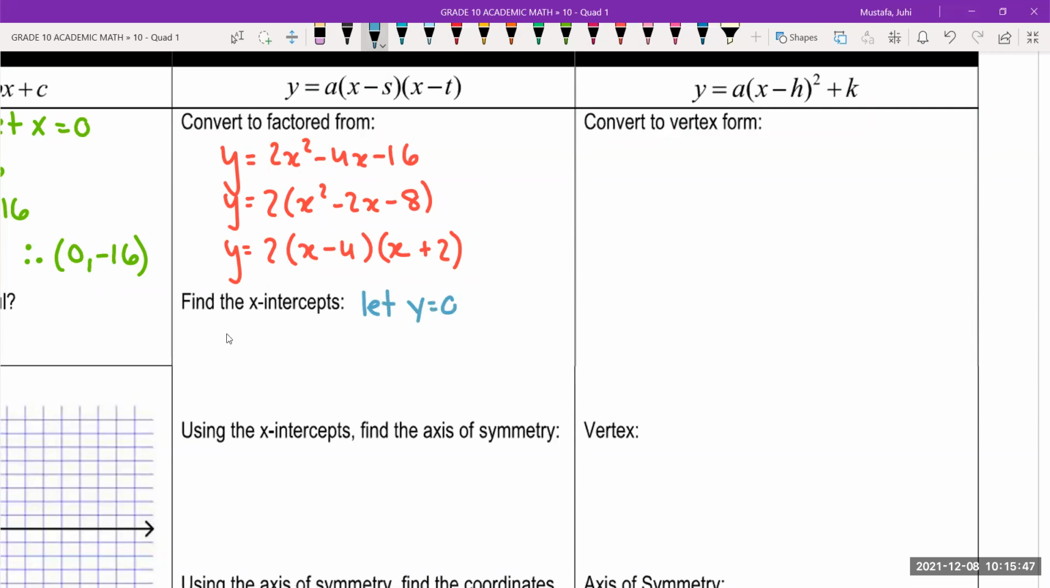In factored form, I'm going to go 0 is equal to 2 bracket x minus 4 and x plus 2. We learned this concept on Monday. When something is in factored form and I'm trying to find the x-intercepts, I've let y equal 0. How exactly do I do that? Is that fair?